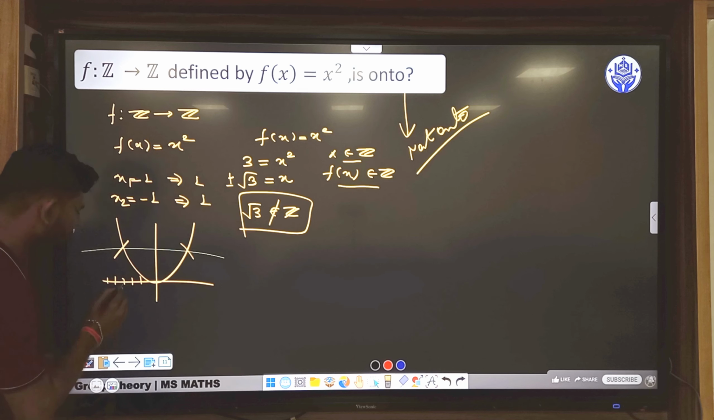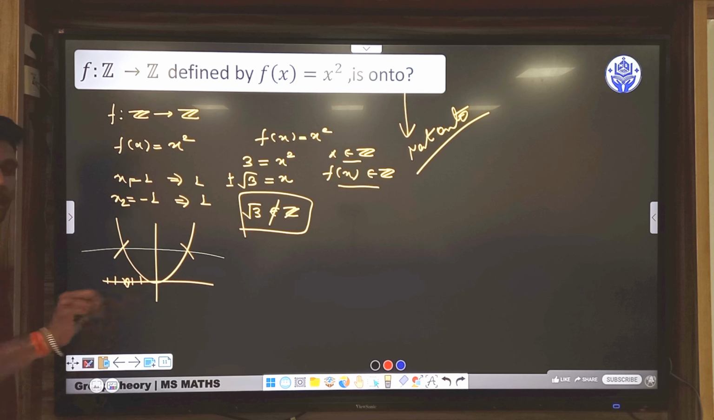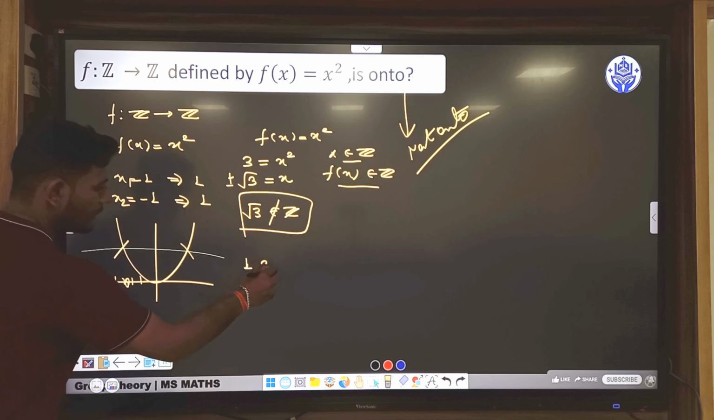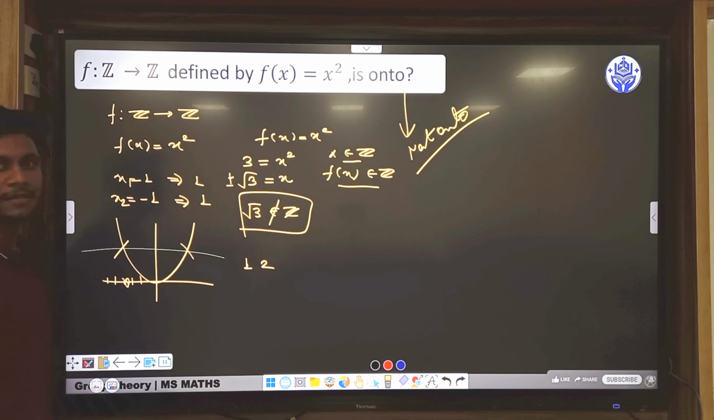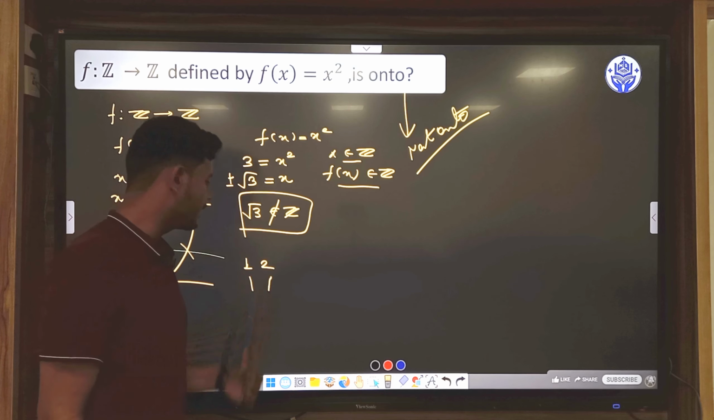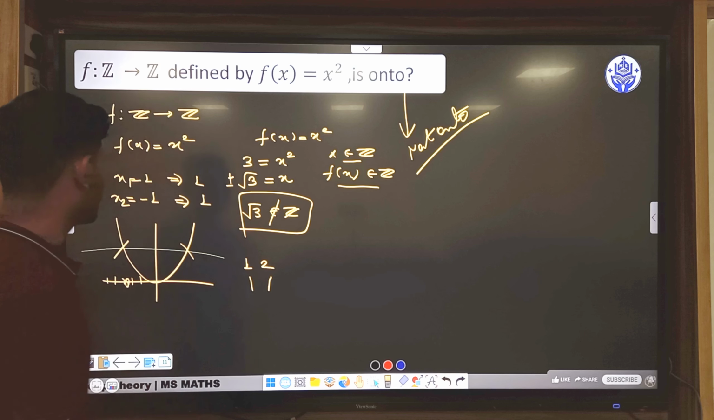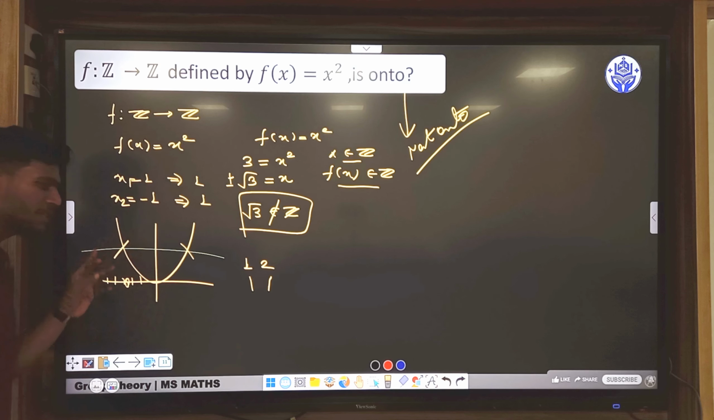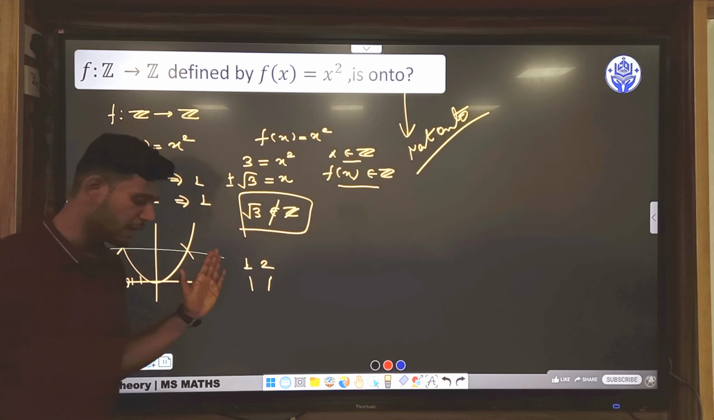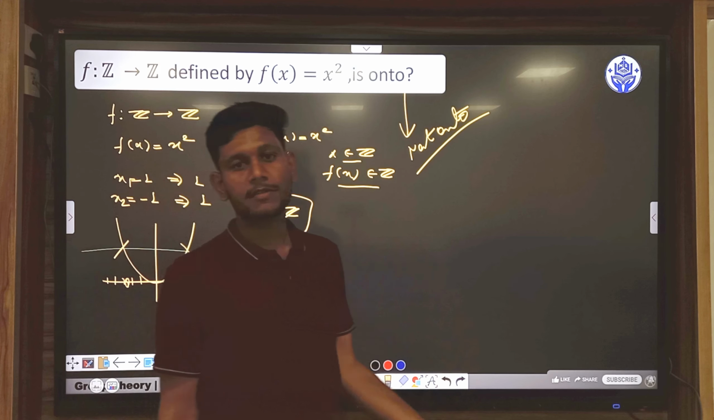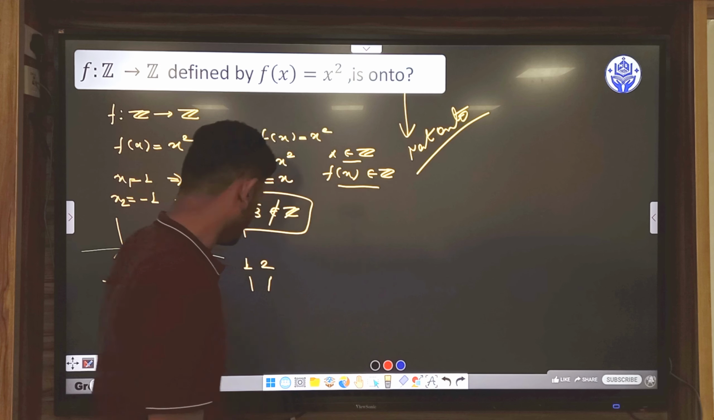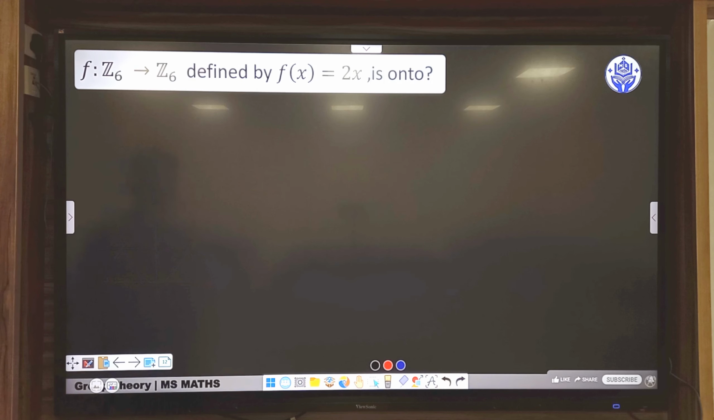If I take any point in the middle of two integers, there is no element between 1 and 2 in the integers, but in the real numbers there are infinitely many numbers in this particular interval. This is the concept we will discuss later: using geometry you can identify whether a function is 1-1 and whether it is onto.